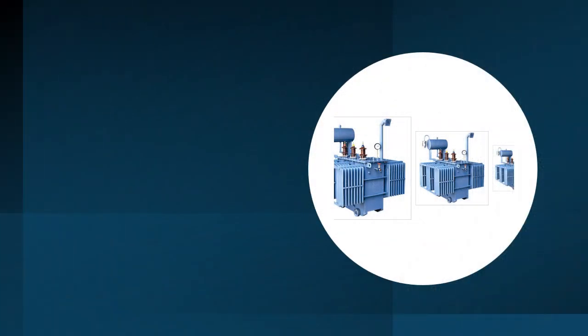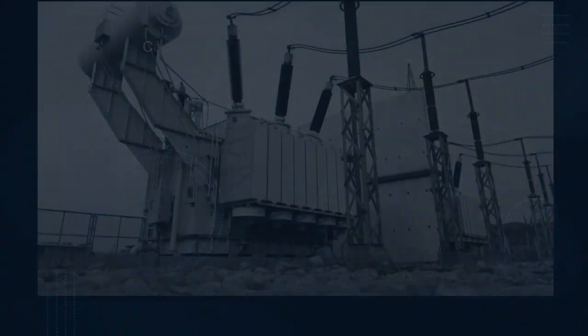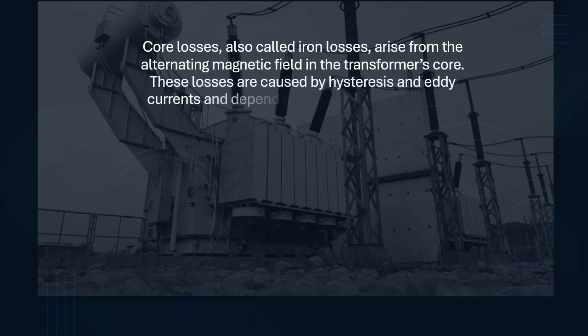Copper losses, or I squared R losses, occur due to the resistance in the transformer's windings. As current flows through the copper coils, heat is generated. The higher the current, the greater the heat produced. These losses depend solely on current, not on the power factor. For example, a transformer delivering 100 amps will have the same copper losses whether the load has a power factor of 0.8 or 0.5.